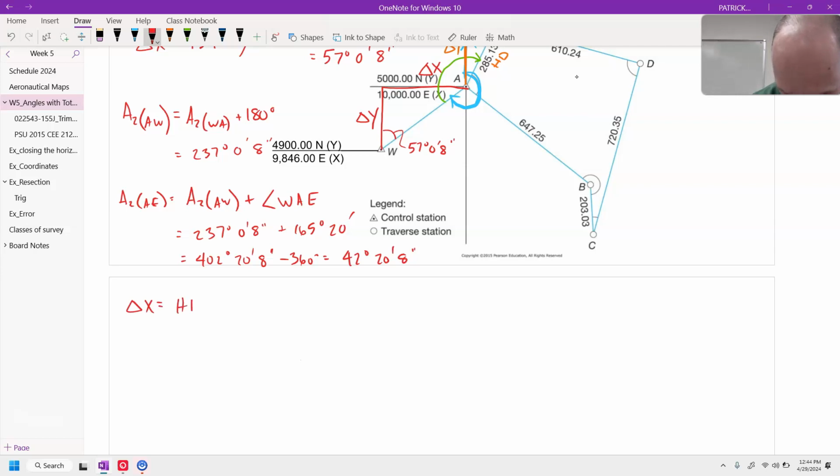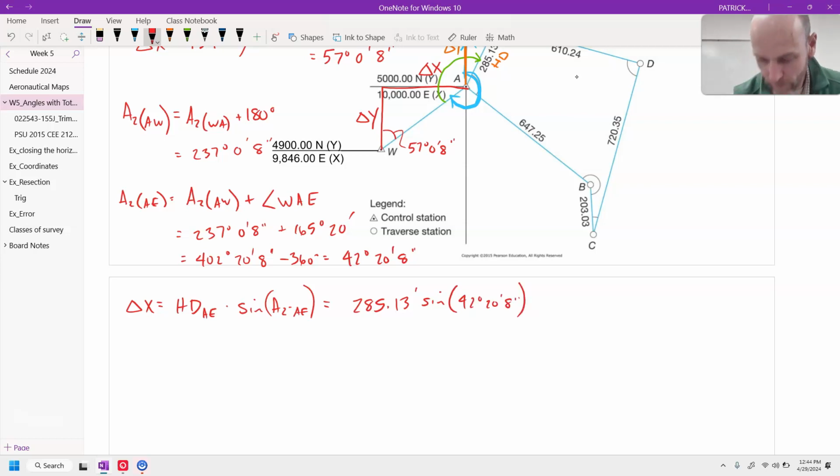So delta X is the HD from A to E times the sine of our azimuth AE. That's 285.13 times the sine of 42 degrees 20 minutes, which is 192.03 feet. Delta Y is that horizontal distance times the cosine of your azimuth.